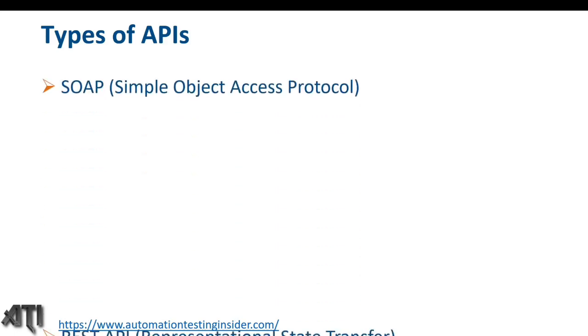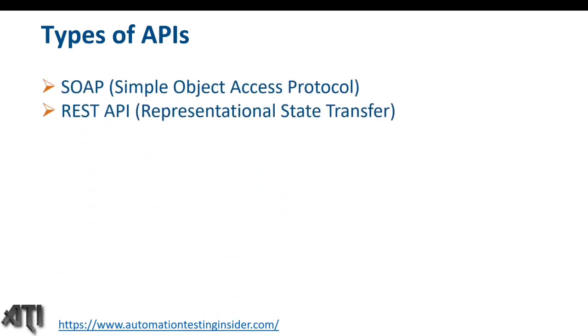Types of APIs. There are two types of APIs, SOAP API and REST API. The full form of SOAP is Simple Object Access Protocol, and this is the oldest technology. Most companies now use REST, about 80% of companies. REST is nothing but Representational State Transfer. So these are the two important APIs.